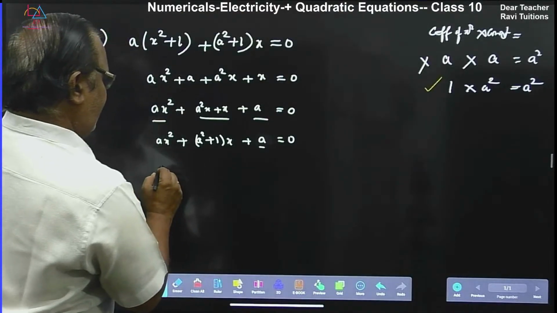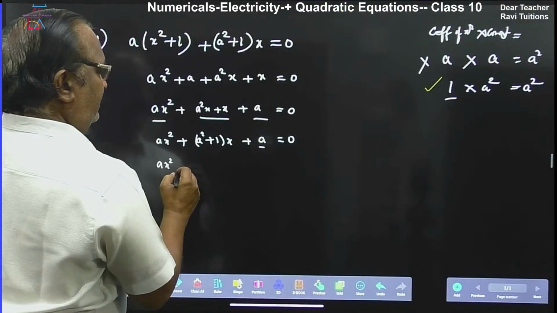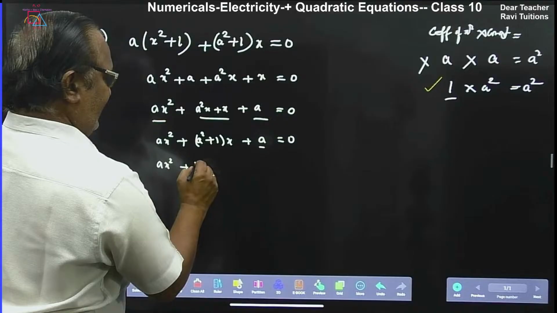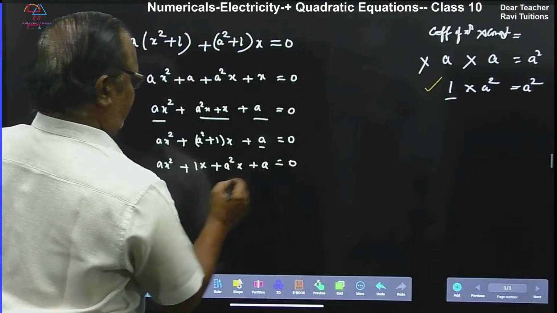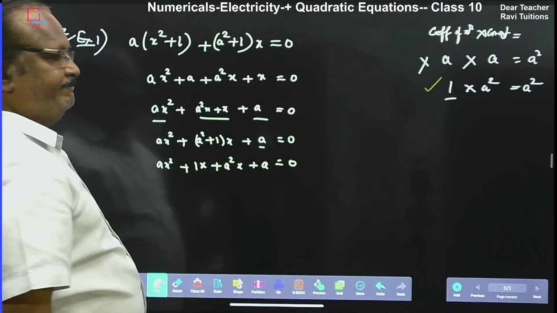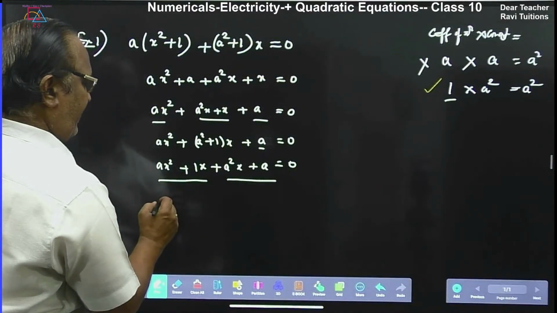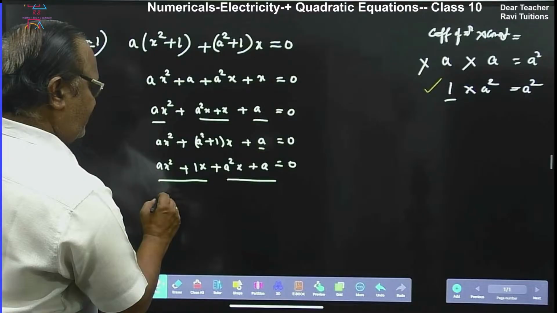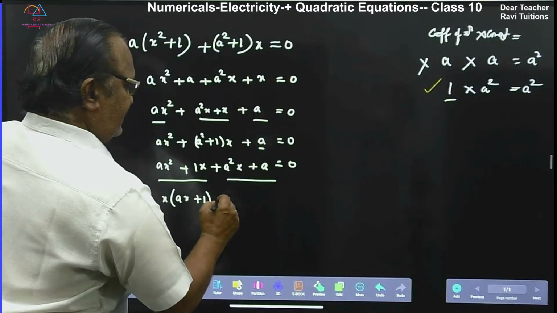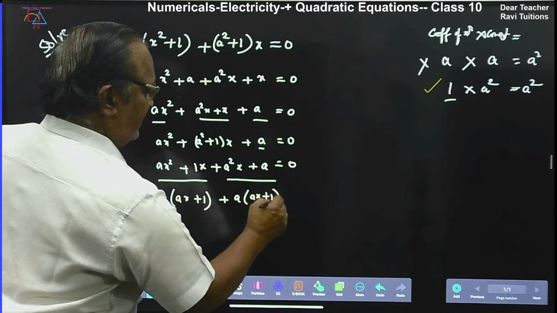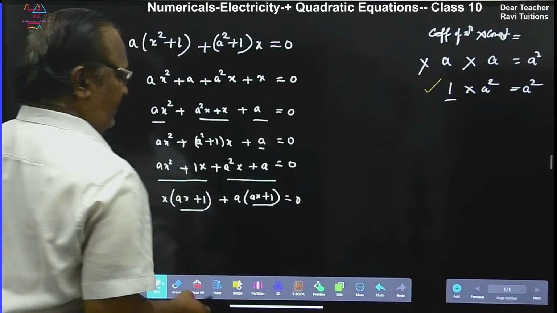So then how to split it? ax square plus 1x plus a square x plus a is equal to 0. As per this I have split the first two terms, last two terms pair up. In the first two terms you have x common, ax plus 1. In this a is common, ax plus 1. So I got the same common factor. So my splitting the middle term is right.